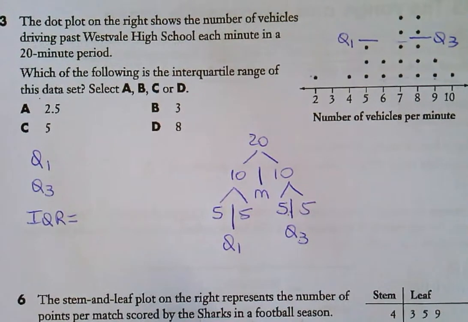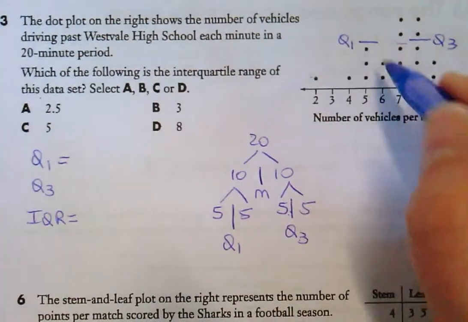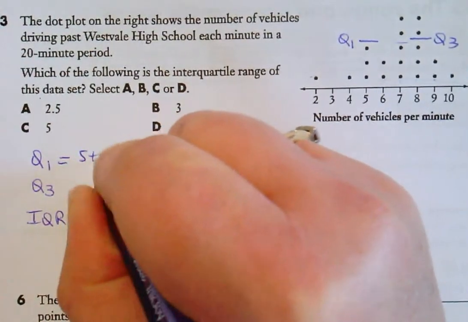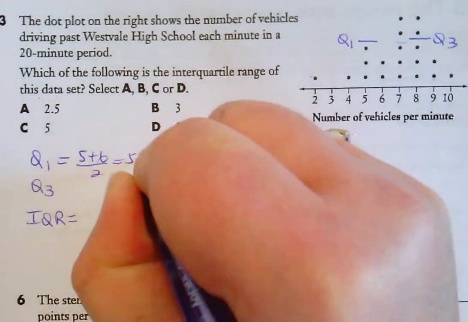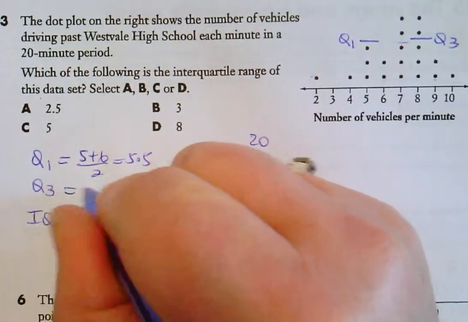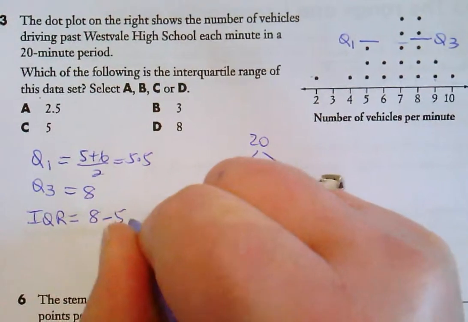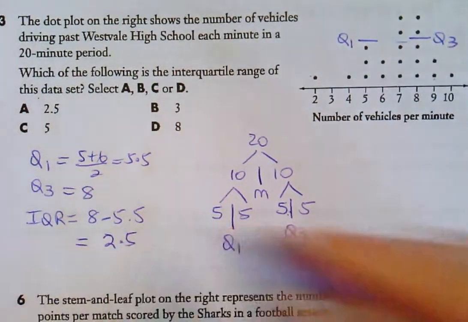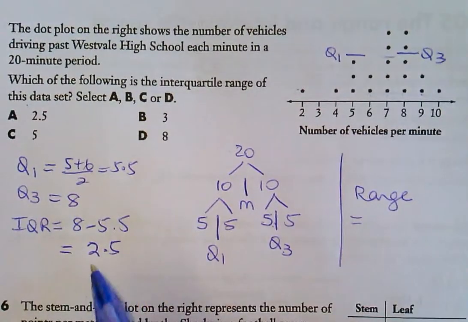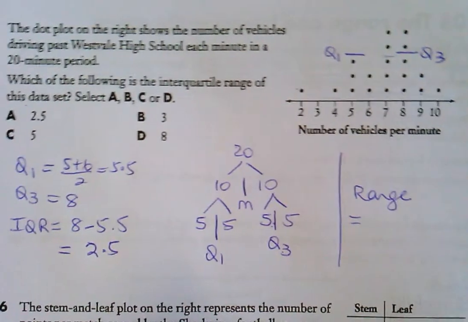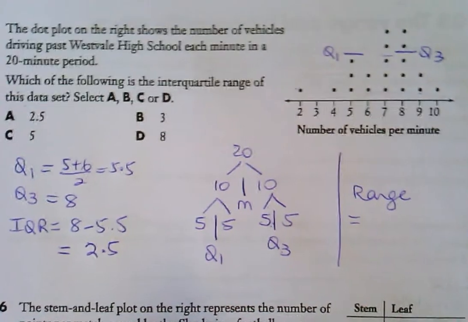So what's Q1? Yeah, it's halfway between 5 and 6, so 5.5. And what is Q3? It's the average of 8 and 8, which is 8. So therefore, the interquartile range is 8 minus 5.5, which is 2.5. The interquartile range is 2.5, which means that the middle 50% of scores are only separated by 2.5.